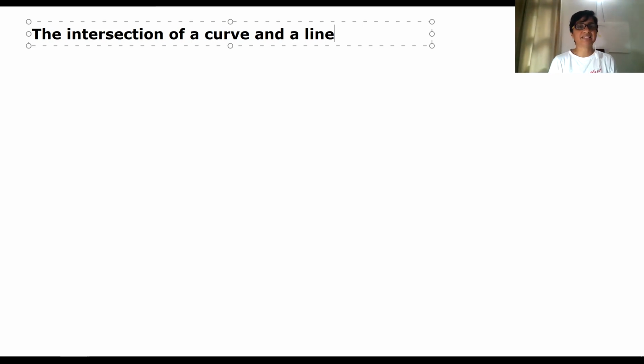So the intersection of a curve and a line. You can even have the intersection of two curves, but you don't get that. You only get a curve and a line. Even if you have a curve and a curve, it's the same thing. The intersection of a curve and a line.